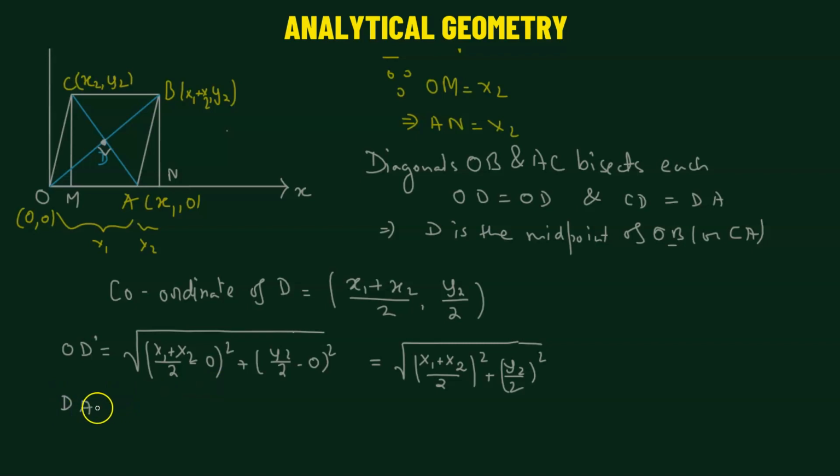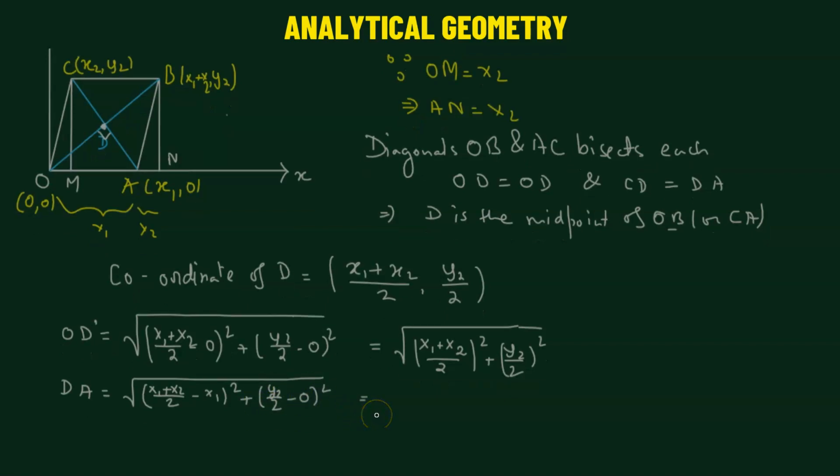So DA is going to be equal to the square root of, so we have to take the difference of the x coordinates first. We take the x coordinate of D, that's (x1 + x2)/2, and from here we subtract the x coordinate of A, that's x1. We square it and then add it to the difference of the y coordinates, that's (y2/2 minus 0) whole squared.